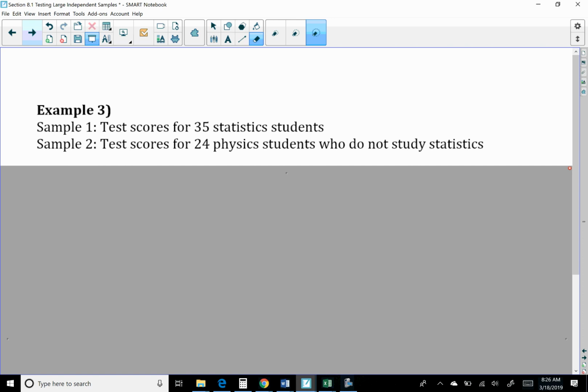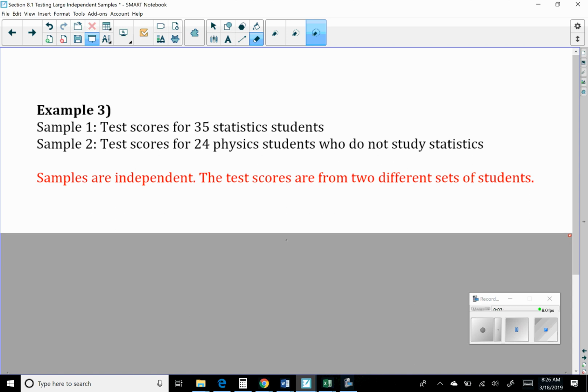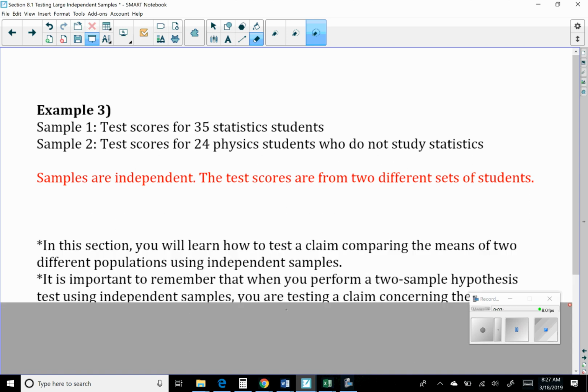Example 3. You guys try this on your own. Sample 1, test scores of 35 statistics students. Sample 2, test scores of 24 physics students who do not study statistics. All right, samples are independent. The test scores are from 2 different sets of students.